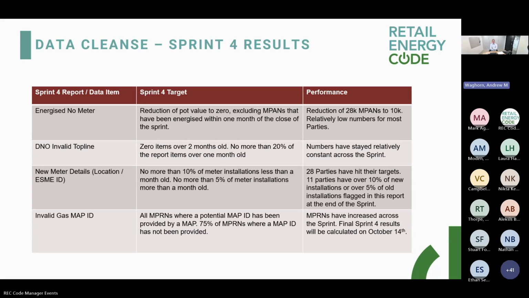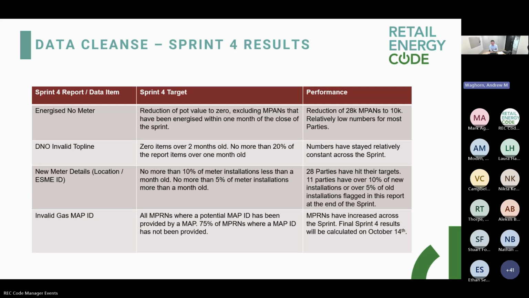But if we do the stand back check, so energized no meter, we were hoping to get that down to 0, except very recently energized MPANs. That has come down quite significantly. We started with about 38,000 meter points, so there's been a reduction of about 28,000 net, down to 10,000. Obviously, that is a net movement because there's constantly things coming in and out. So a good result, but not quite there. The majority of those 10,000 are now on 3 specific parties, and if you're one of those 3, hopefully you know that. But we'll talk about what that means for Sprint 5 in a second.